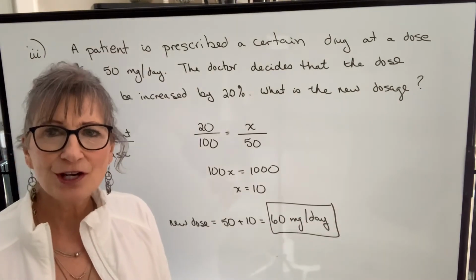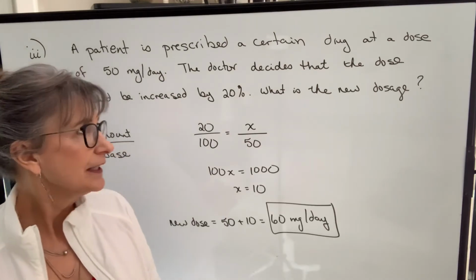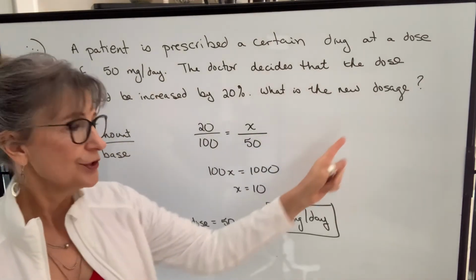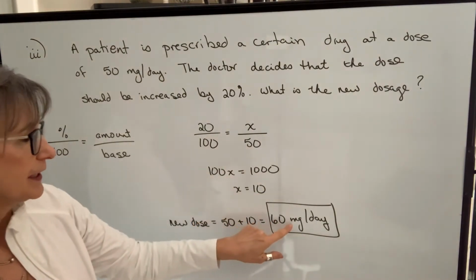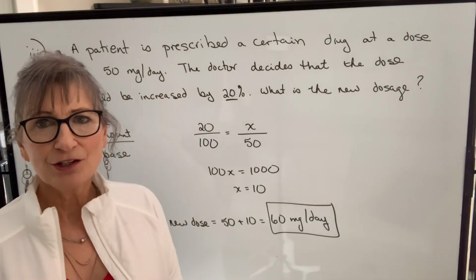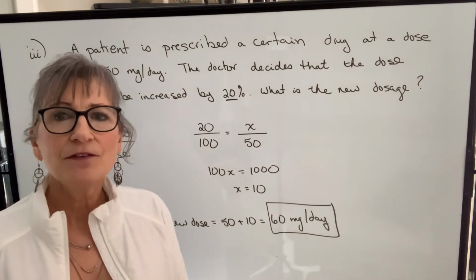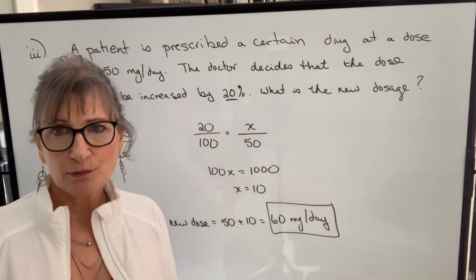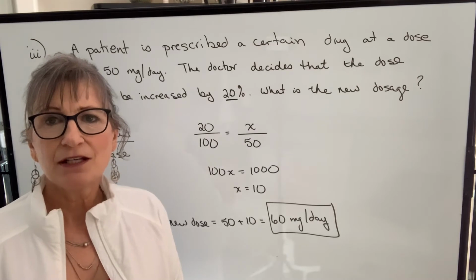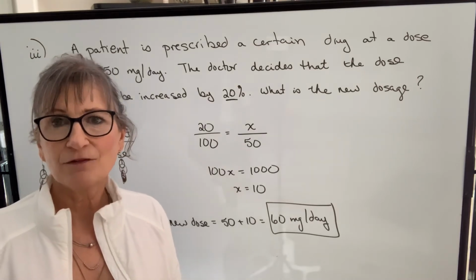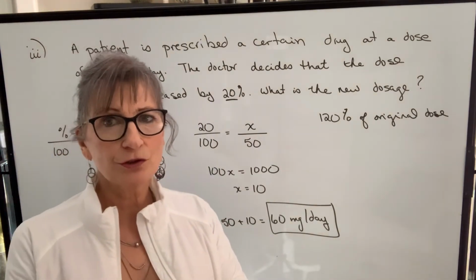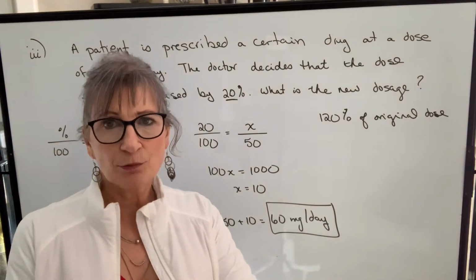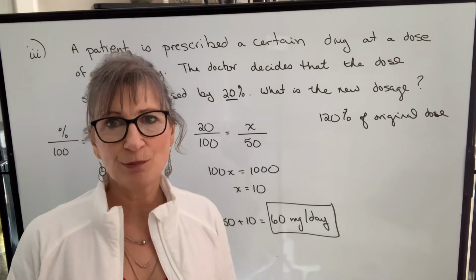Again, make sure you're answering the question that's being asked. It asks for the new dose, so you have to add the amount that it needs to be increased to the original to get the new dose. The other way to look at this question is, if the dose is to be increased by 20%, that means you're going to be giving 120% of the original dose. So 20% more of what the original dose is, you add 100% plus 20% gives you 120%.